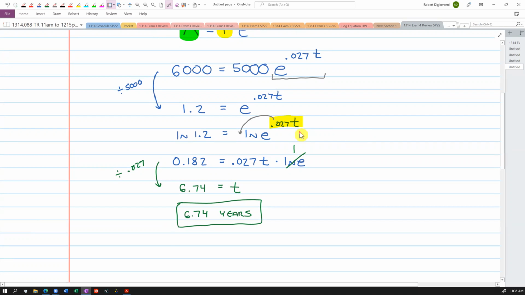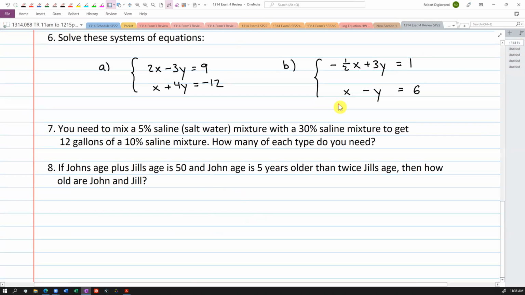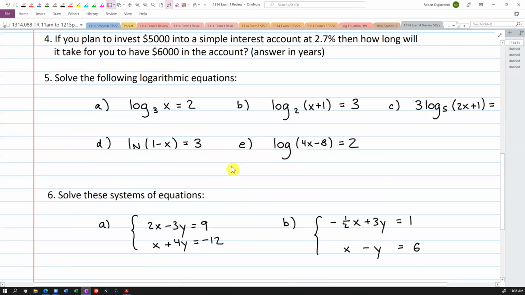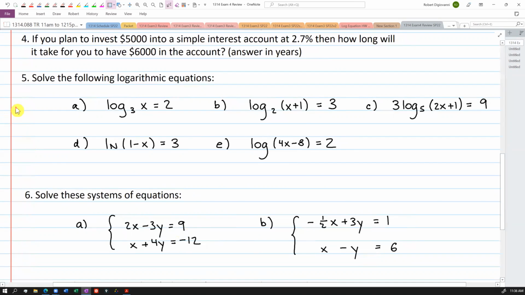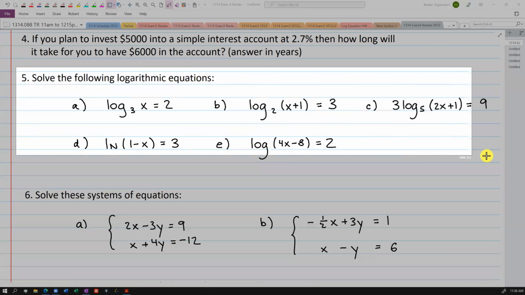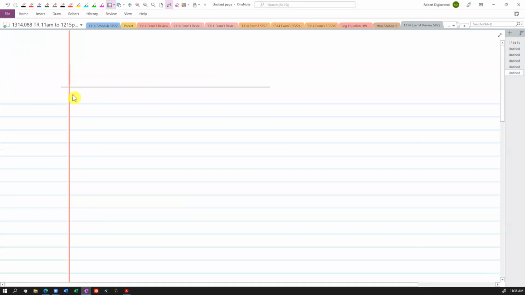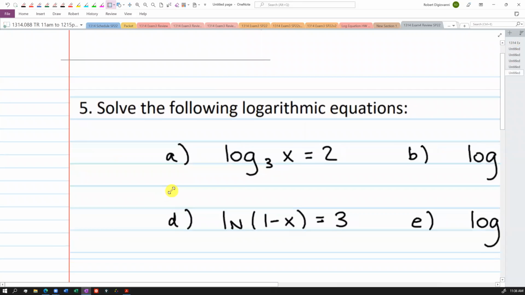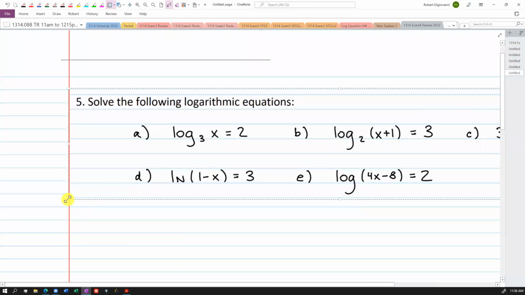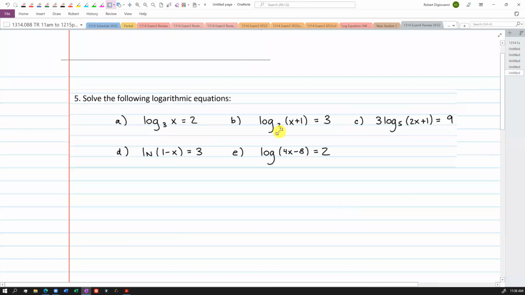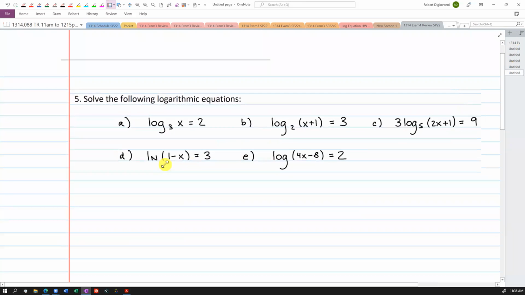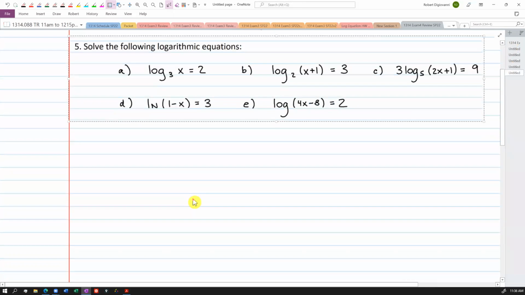All right, moving right along. Log equations now. All right, here we go.